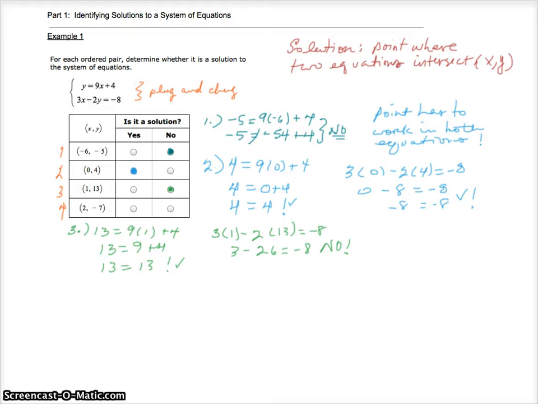And let's check number 4 real fast. -7 equals 9 times 2 plus 4. So -7 equals 18 plus 4. This is also not going to work. I don't have a negative value over here, and this is -7, so this is also a nope. And I don't have to check the other equation because both statements have to be true to work. So that's another big old no. Alright, let's go look at another one real quick.